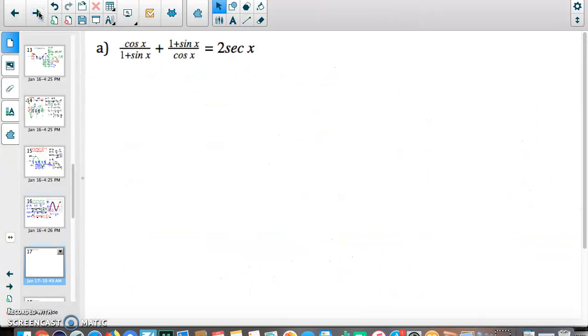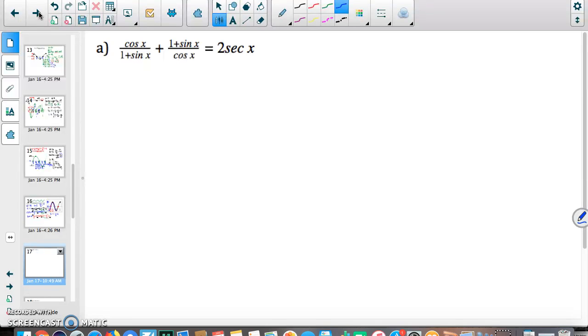Great. Let's move on to my favorite topic. And no one agrees with me. Wait, some of you do. Some of you like these, and maybe more of you do. You just don't want to admit it. This is the unit where we verify identities.